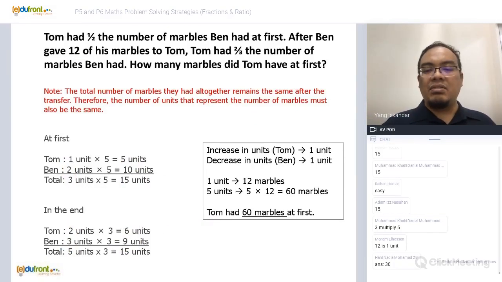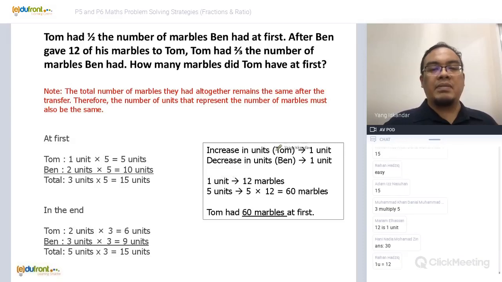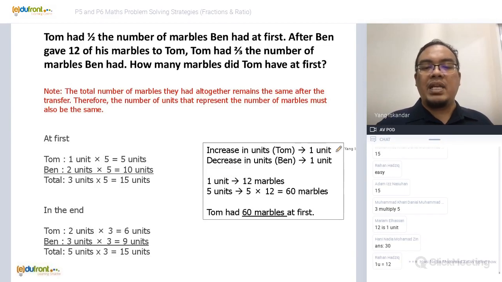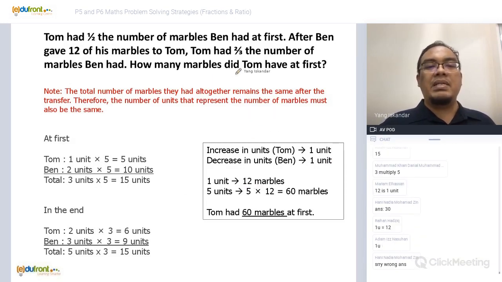So you can see how to solve this question, right? So the increase in Tom, I repeat, is 1 unit. Decrease in Ben, 1 unit. So 1 unit is 12 marbles. And they ask you, how many marbles did Tom have at first? Tom at first is 5 units.